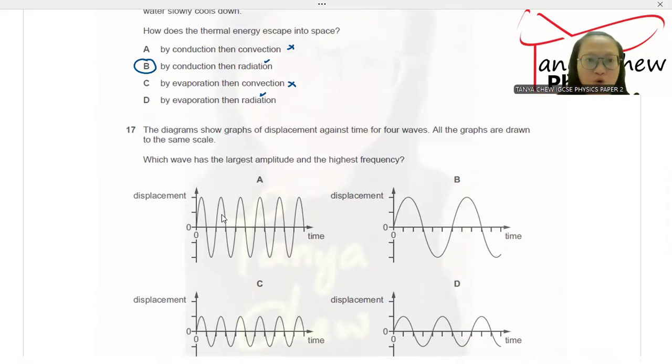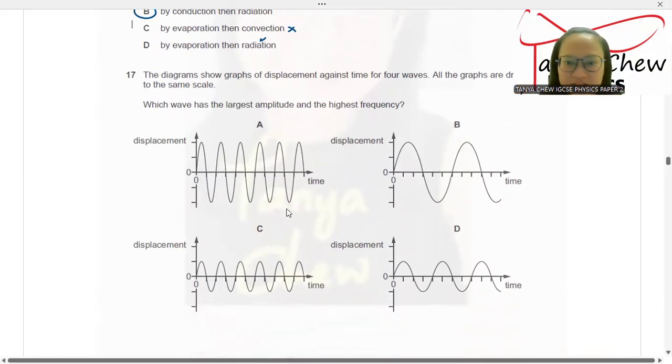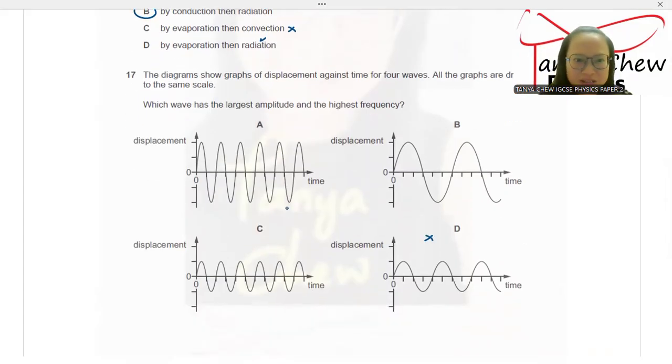Number 17, the diagrams show graphs of displacement against time for 4 waves. All the graphs are drawn to the same scale. Which wave has the greatest amplitude and the largest frequency? If you want to see the largest amplitude, you see how tall the wave is. The tallest wave has the highest amplitude. Now, let me see. Oh, it seems like D is a bit shorter. C is a bit shorter. C and D are not the answer. It's either A or B.